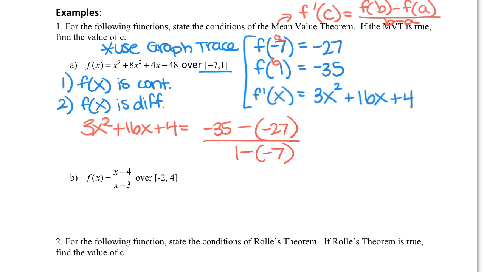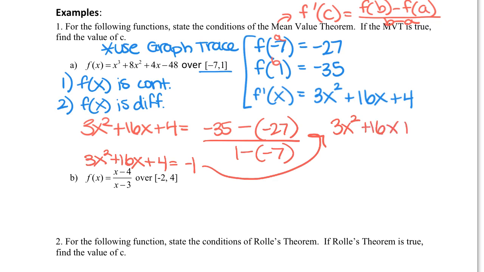All right, now we have to do a little bit of math. So -35 minus -27, and then divide that by 8. That turns out to be -1. So now I have 3x squared plus 16x plus 4 equals -1. I'm going to come up here now and finish solving this. So 3x squared plus 16x, add the 1 to the other side, so plus 5 equals 0.